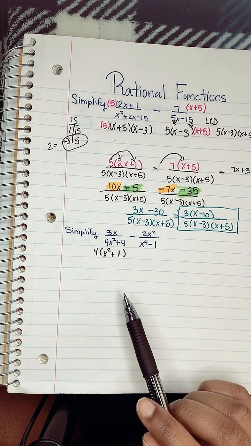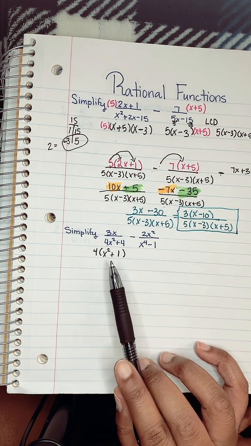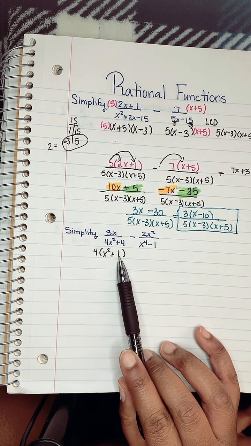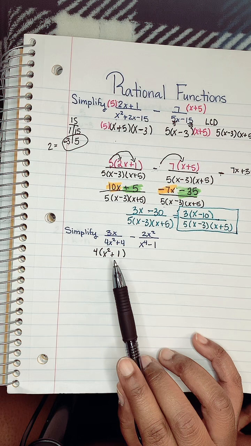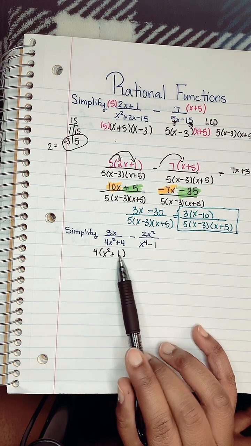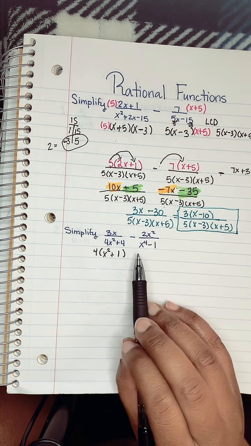Okay, no, yes, good. This is not a difference of squares. This is a sum of squares. And we can never, ever factor a sum of squares. So this is done.